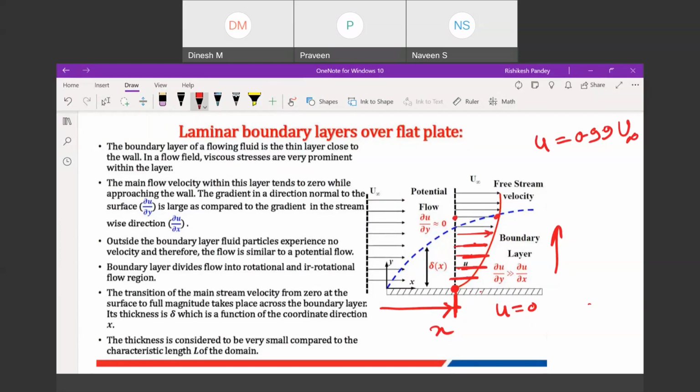So you see here the velocity is 0, but as this is 0, it will try to stop this layer, but this is having some velocity, so it will move with some velocity, not with 0, but a little more than 0.